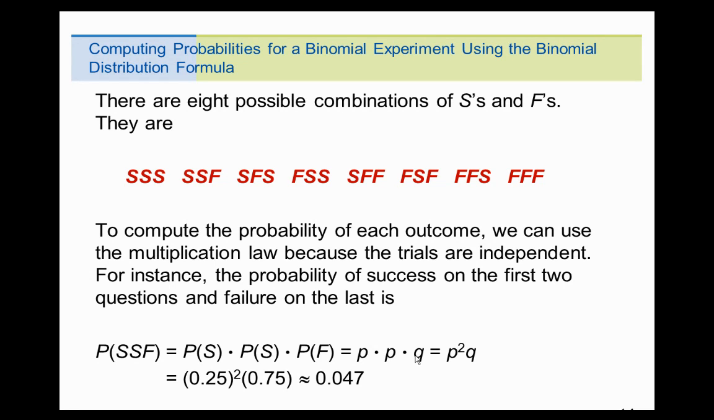So it'd be 0.5 times 0.5, and getting the last one wrong, 0.75. If you multiply all that out, you're getting 0.007. Now, why is it 0.25 times 0.25? Well, success would be getting it right, 1 chance out of 4, which is 0.25. Getting the second one right, 0.25. And then the last one wrong, 3 chances out of 4, 0.75. So you see, it can be done, but we're not going to do it this way.